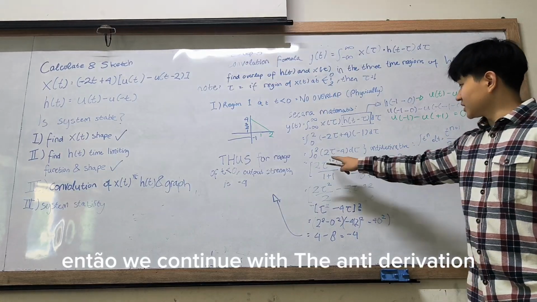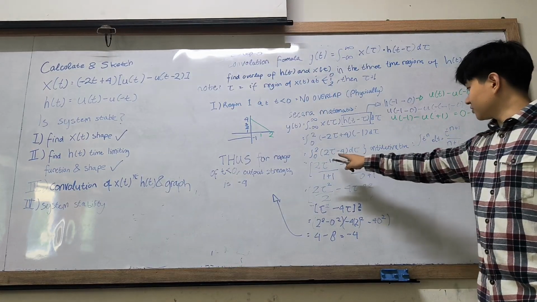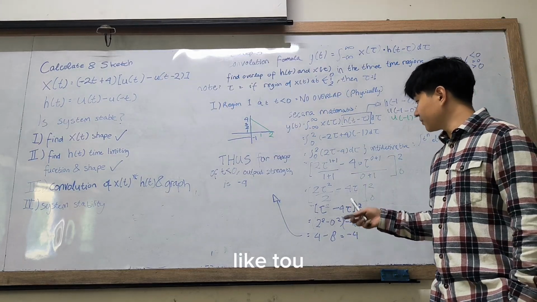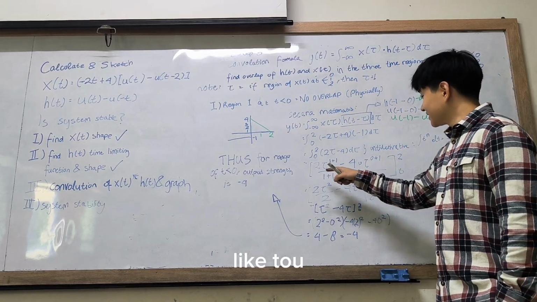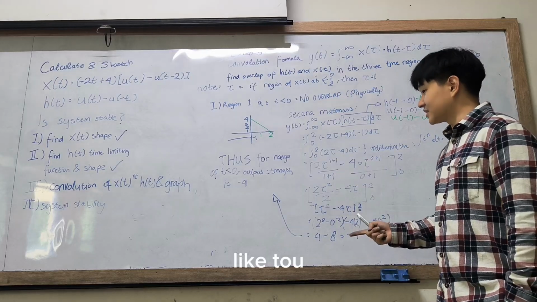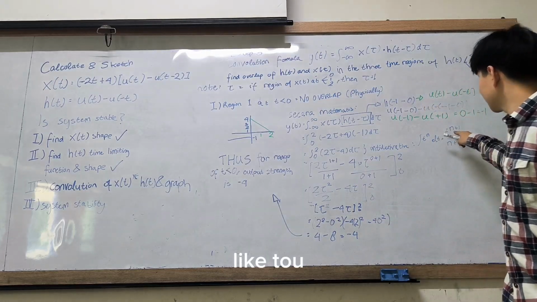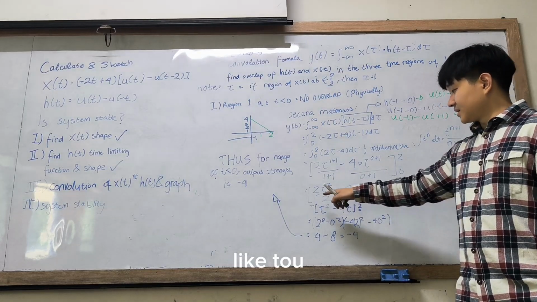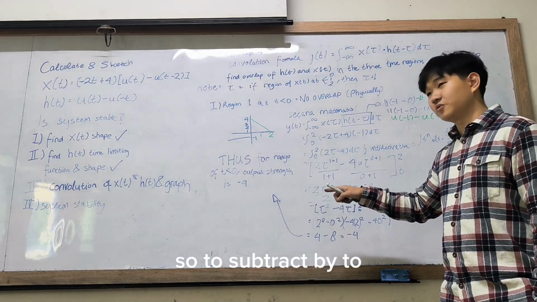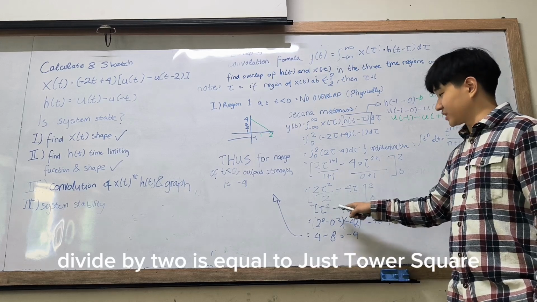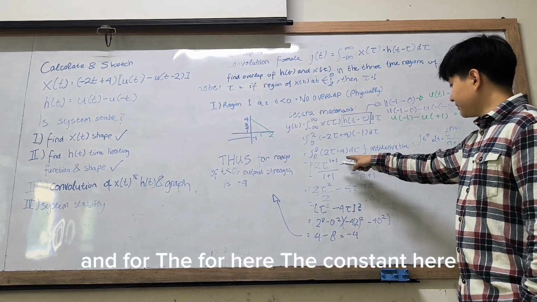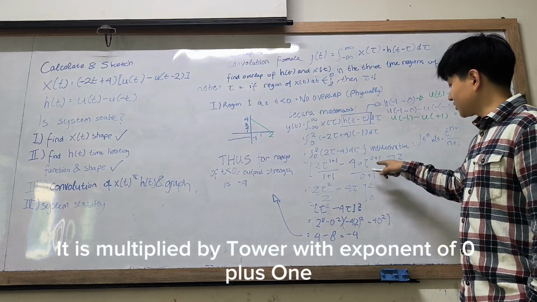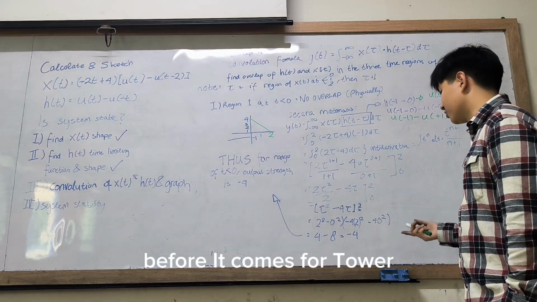The coefficient is 2, and n is equal to 1, which doesn't exist here. So the variable is tau, the 2 tau with exponent of 1 plus 1, because here it is n plus 1, and it is 1 here, divided by 1 plus 1, which is 2. So 2 divided by 2 is equal to just tau squared. And for the constant here, it is multiplied by tau with exponent of 0 plus 1, divided by 0 plus 1, where it becomes 4 tau.